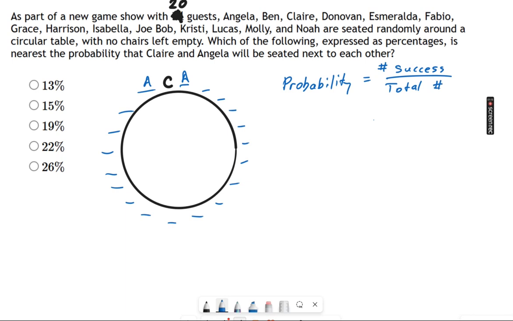So we call, in this case, a success, Angela sitting next to Claire. So there's two chances of that happening, but there were 19 chairs for Angela to be sat in. So that means the probability of success is 2 divided by 19, which in this case is 10.5%.